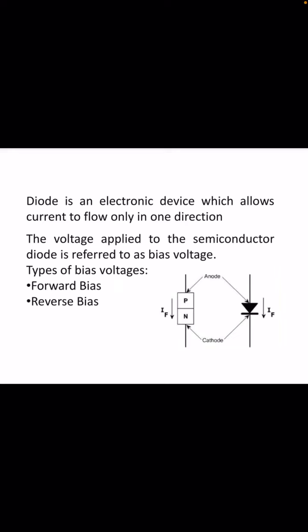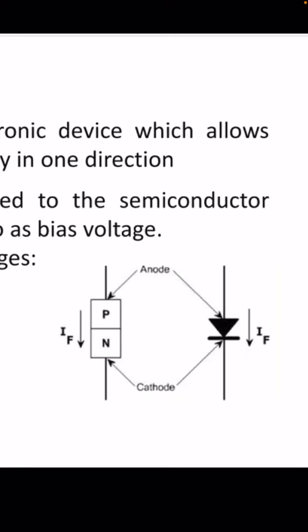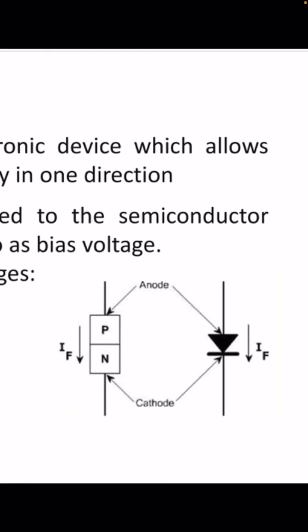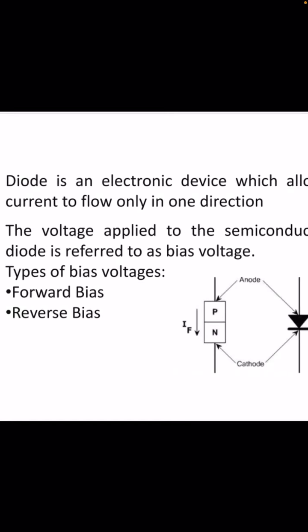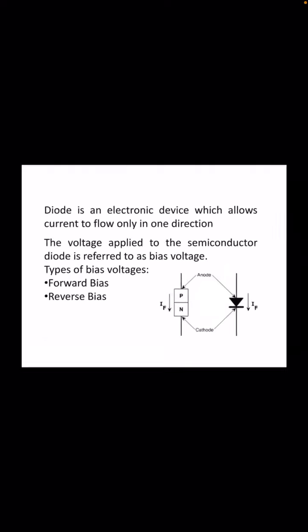Based on the voltage applied to this PN junction, there can be two types of geometries of applying the voltage. One is forward bias and the other is reverse bias. Forward bias is when P-type is connected to the positive terminal of the battery and N-type to the negative terminal. And when P-type is connected to the negative terminal and N-type to the positive, it is called reverse bias. So a diode acts in such a way that the current flows only in the forward biased condition.